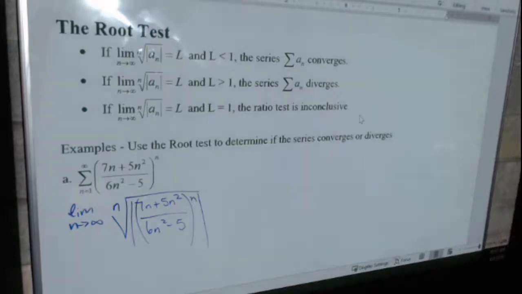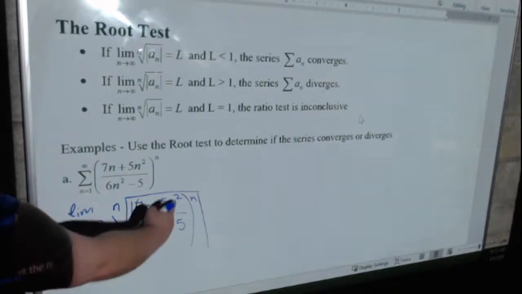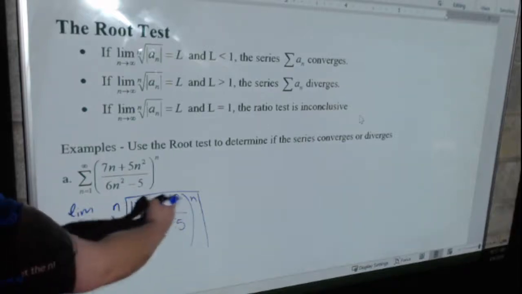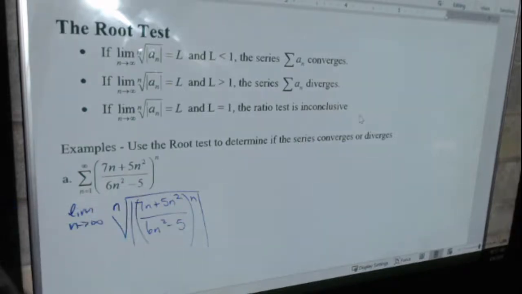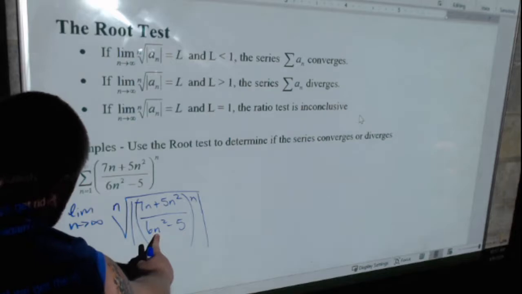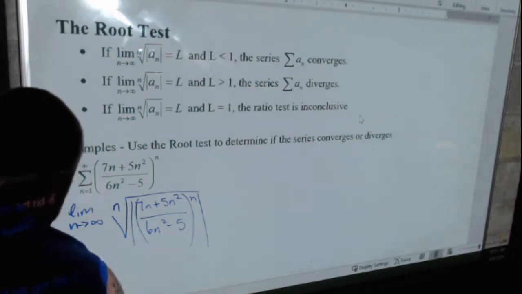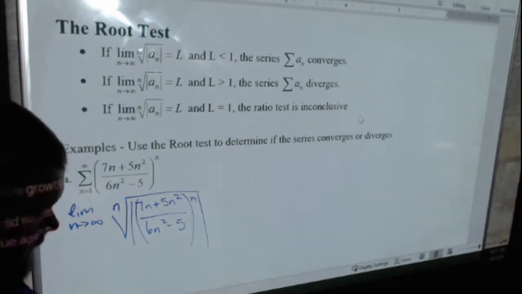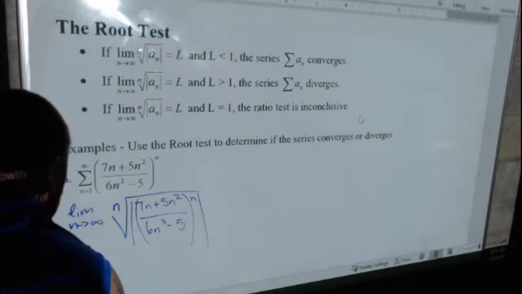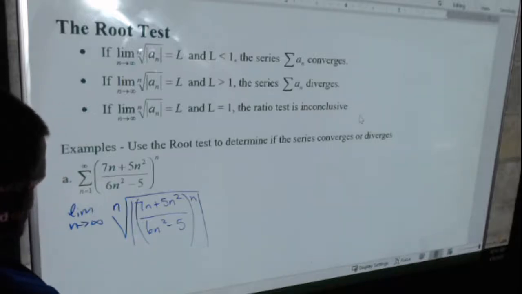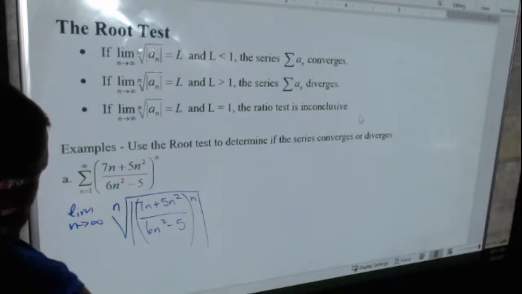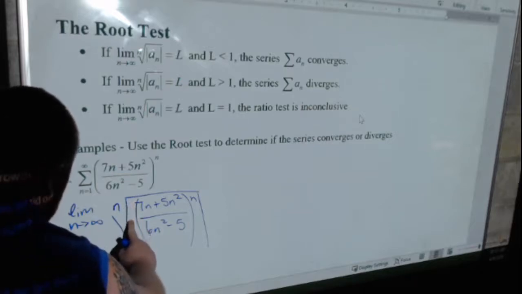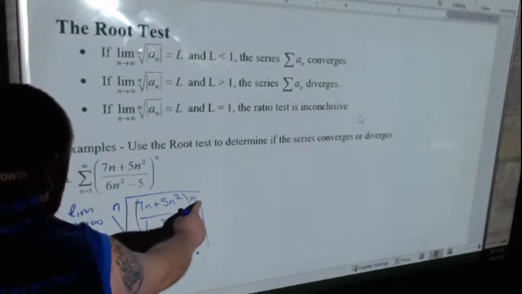Now, the question is, can we get rid of the absolute? Well, the top here is always positive because n starts at 1 and I'm adding and multiplying there by positive numbers. So if n is 1 in the denominator, we get 6 minus 5, which is a positive number, and anything above that will be positive. So right off the bat, we can get rid of the absolutes.